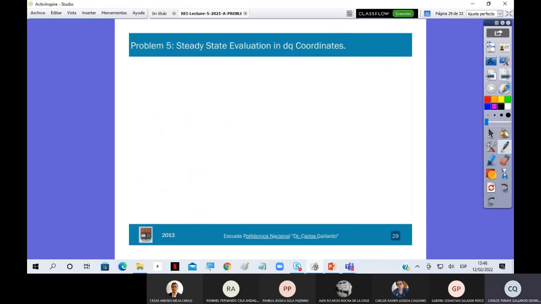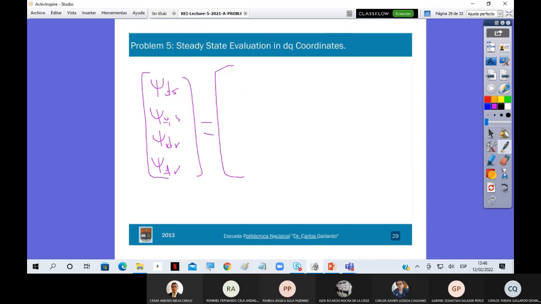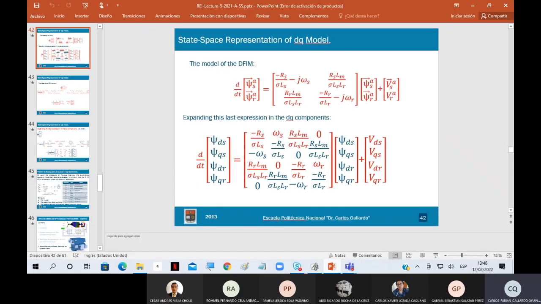I am working in the DQ coordinates. So isolating the fluxes, I will have the direct axis flux and the quadrature axis flux for the stator, the direct axis flux and the quadrature axis flux for the rotor, equal to the inverse of the matrix. Substituting these values, this data comes from the manufacturer.